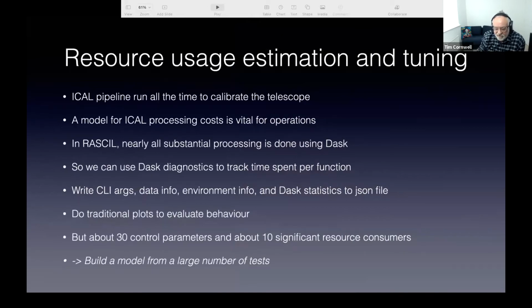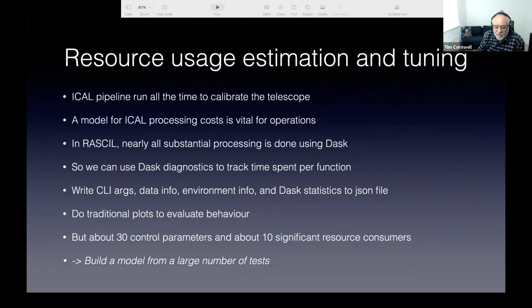So I just want to finish by talking about something that I've been doing recently, which is resource estimation. This is really important because we use the pipeline to calibrate the telescope, so it runs all the time. You have to know how much resources it needs so that a particular observation can be scheduled. So a model for the ICAL processing cost is essential for operations.